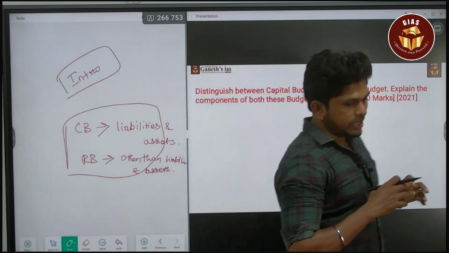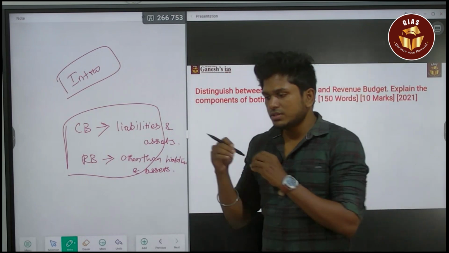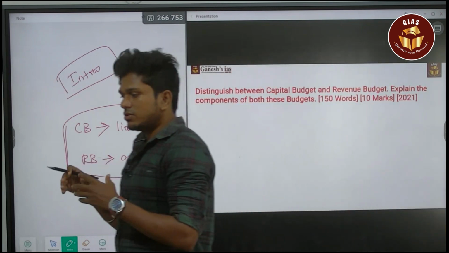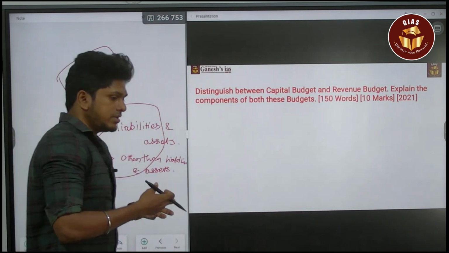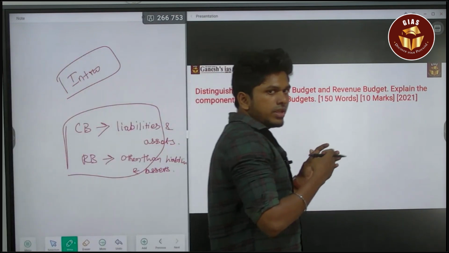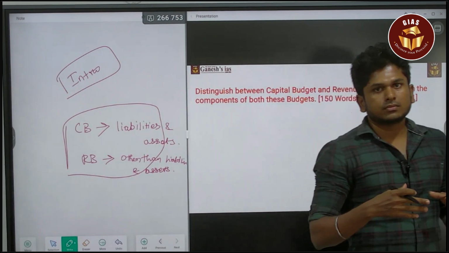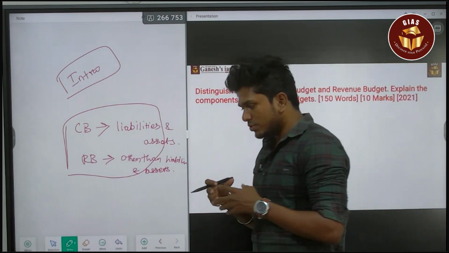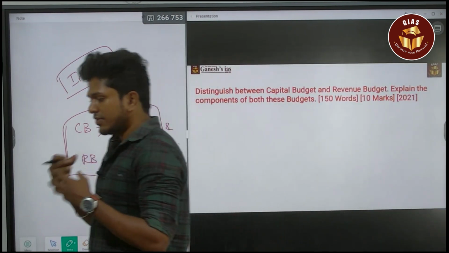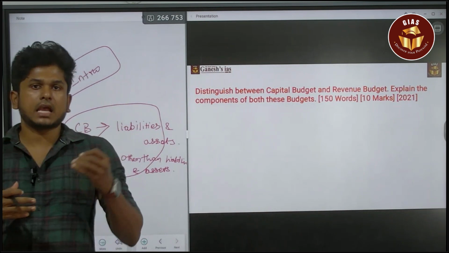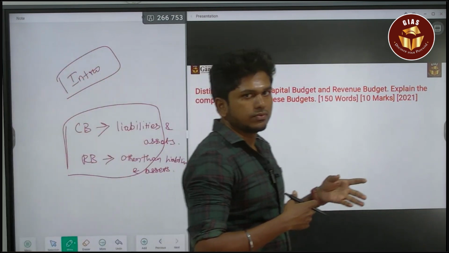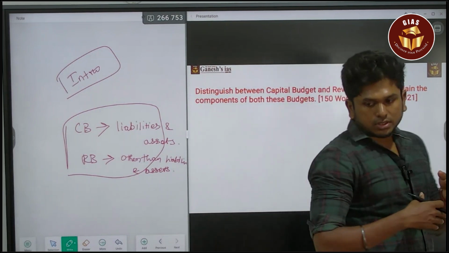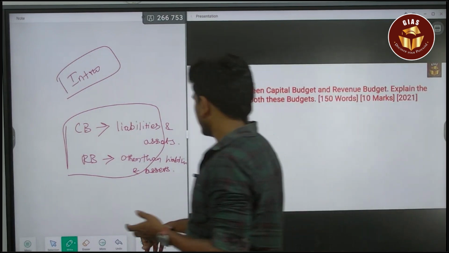When it comes to these kinds of conventional questions, it is better to go with definitions more than any current data, because this is a purely conventional question. For these kinds of questions, you just go with the conventional definitions: what is the capital budget, what is the revenue budget. That is more than enough. Afterwards, just jump into the question.